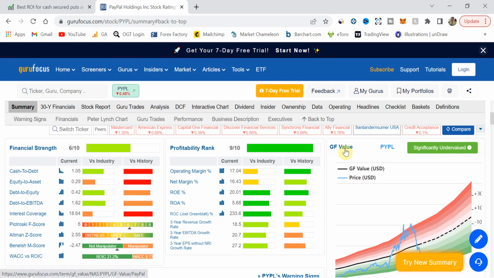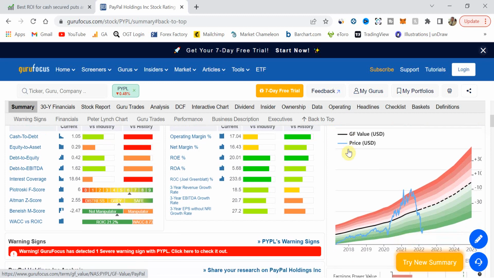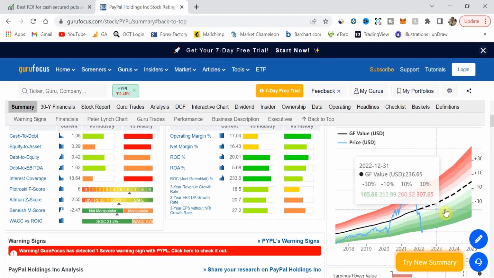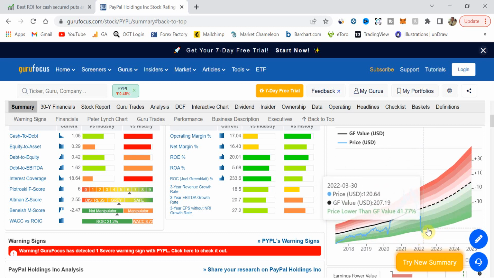So Guru Focus uses historic and analyst estimates to put together a fair value price of a stock, and you can see over here where the price is. So the price is 120.64, and the fair value price according to the Guru Focus value is $207, right? Even if it was $150, it's still a good stock in my opinion to be holding. And it's saying it's 41% undervalued based on these estimates. Now, I'm not saying that you believe this is truth or fact. Do your own research and all these other things.